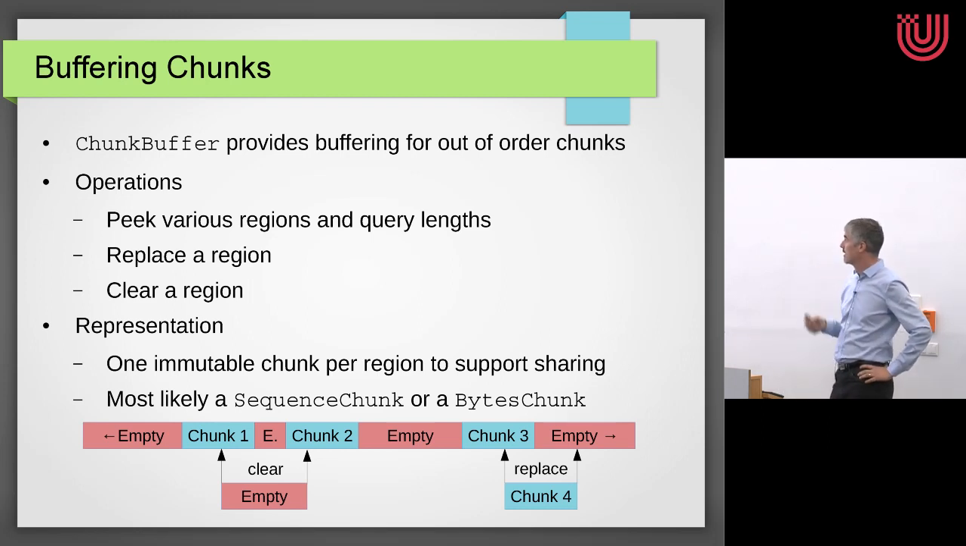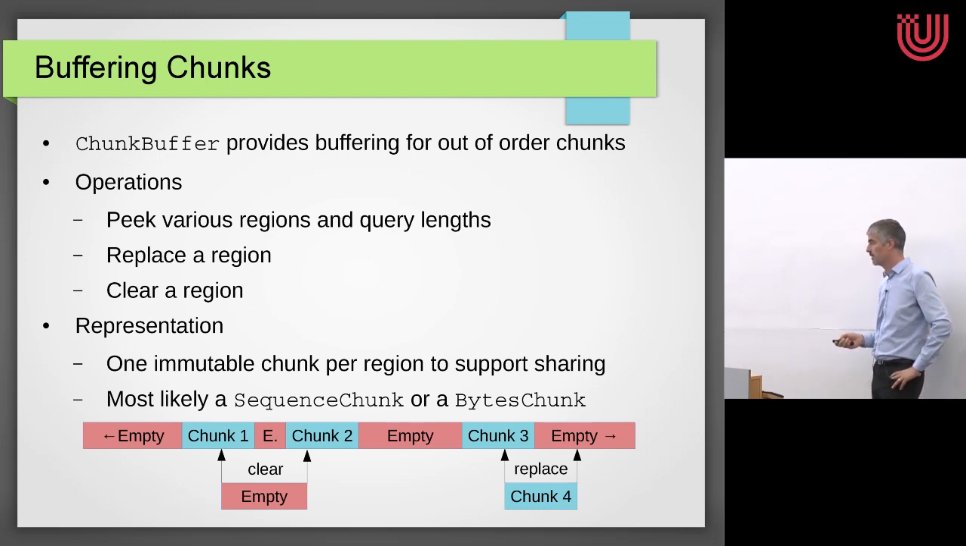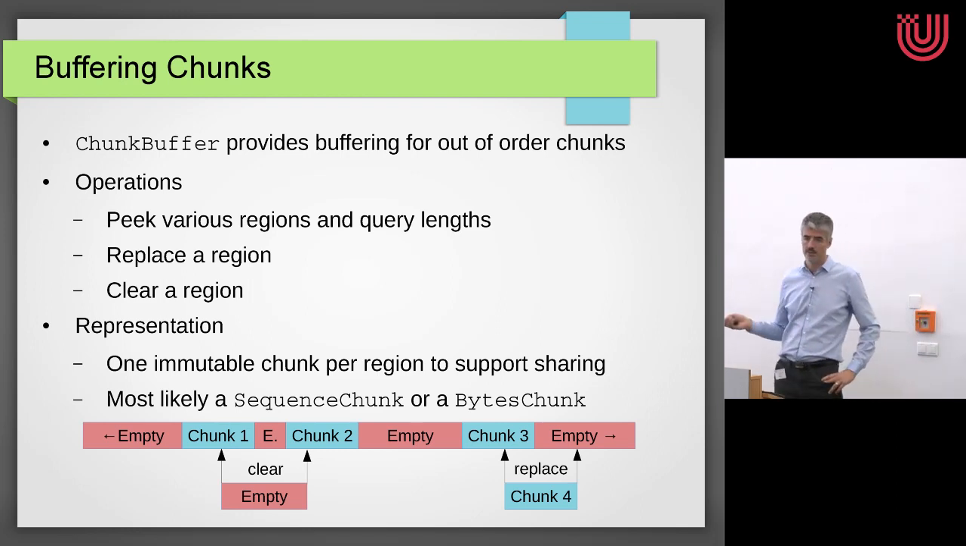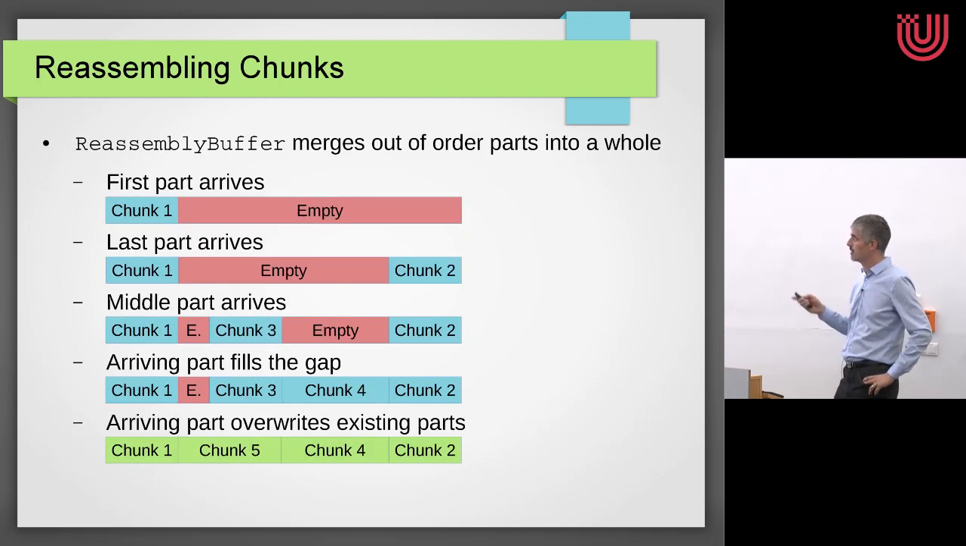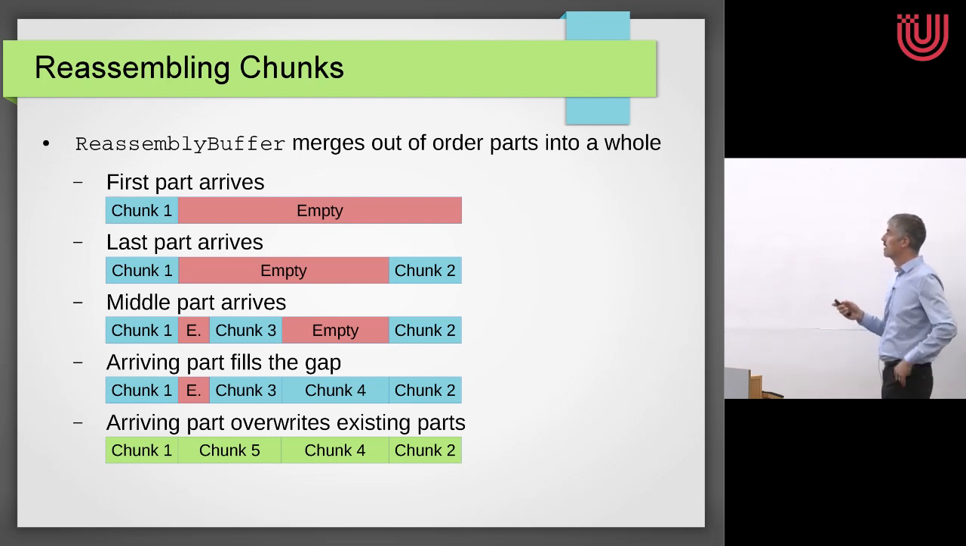So buffering chunks. If the chunks are coming out of order, then it's somewhat more complicated. We need to be able to represent them as continuous memory made out of regions, non-empty and empty regions. And basically there are two main operations. You can clear a region or some part, and replace some part. This is mostly useful, for example, a TCP receive queue is actually using this, or not this one, but one of the subclasses, which is the reassembly buffer, which basically provides services to merge out-of-order parts into a whole.